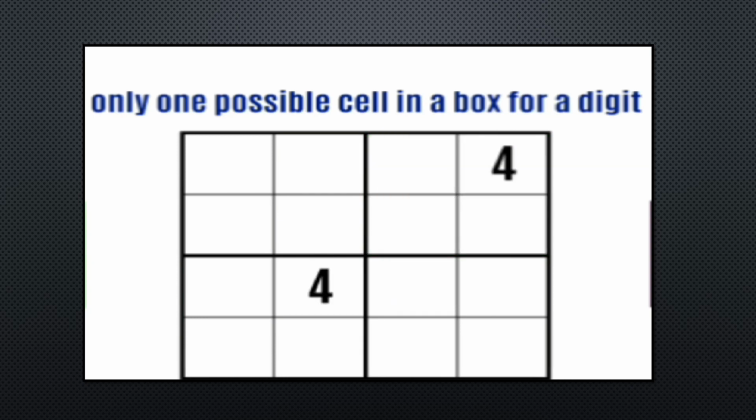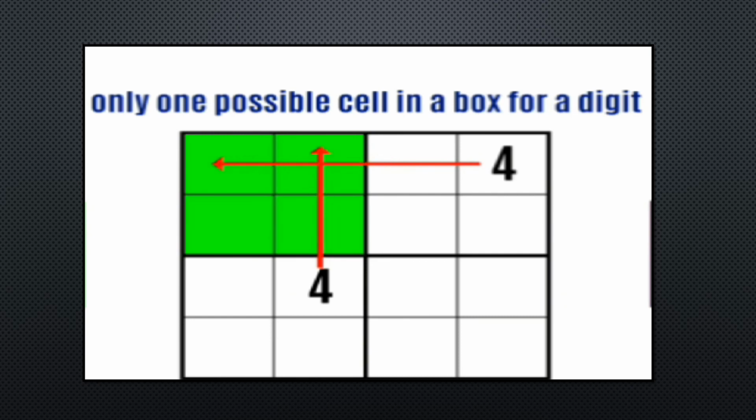Let us take another example. 4 and 4 are here, and see this box and draw imaginary lines. The box is all empty here. We will draw the imaginary lines and the lines are intersecting each other and only one cell is left where we can write 4.